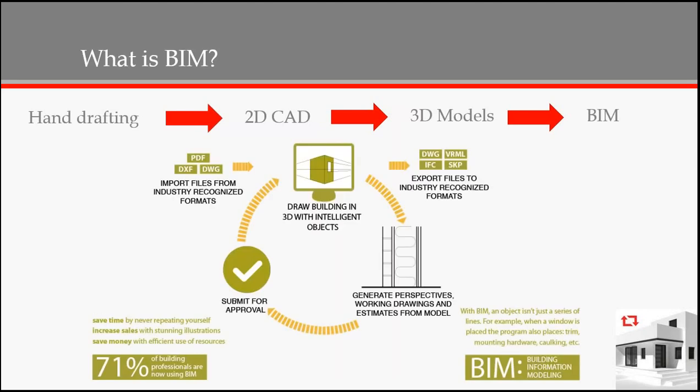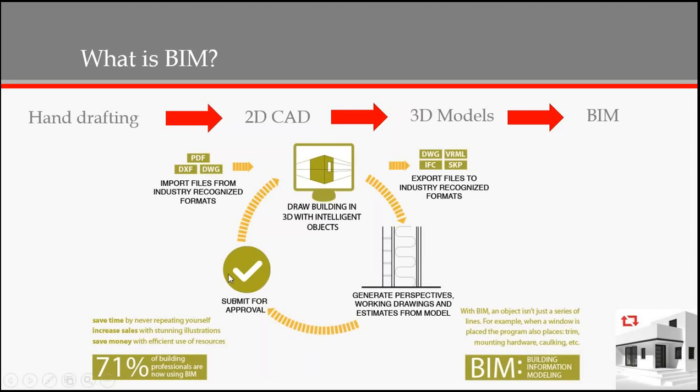So when you receive the drawings, perhaps they're in PDF format or DWG format from your designer, from that original paperwork you can then transform that and make it a BIM model so that from there we can export out the files to different file formats so we can share them with other professionals. We can generate perspectives and get our working drawings and our estimate from that model. And then we can submit it for approval.